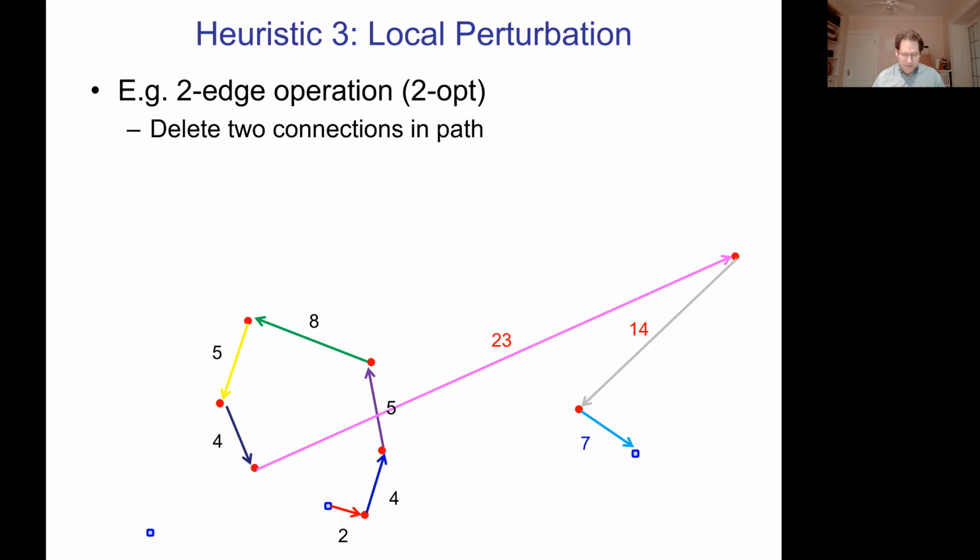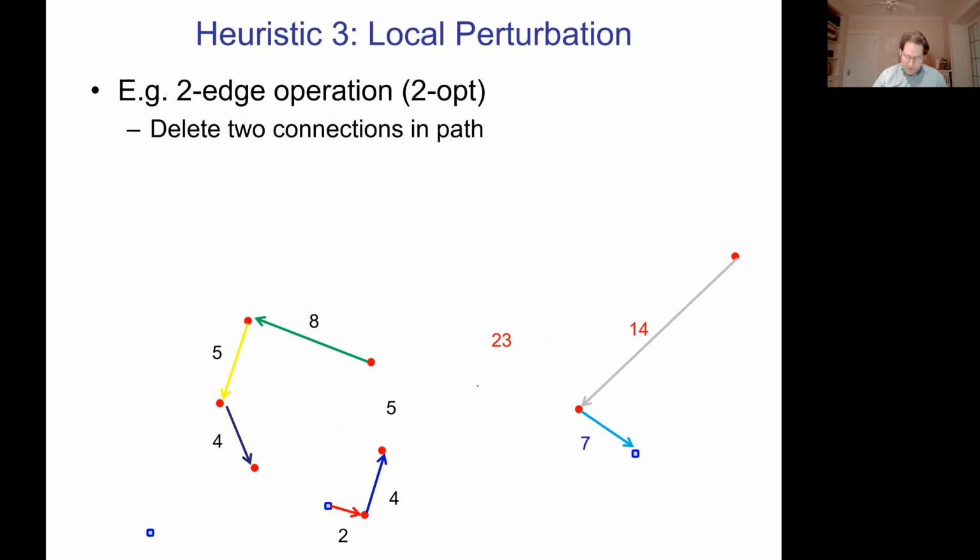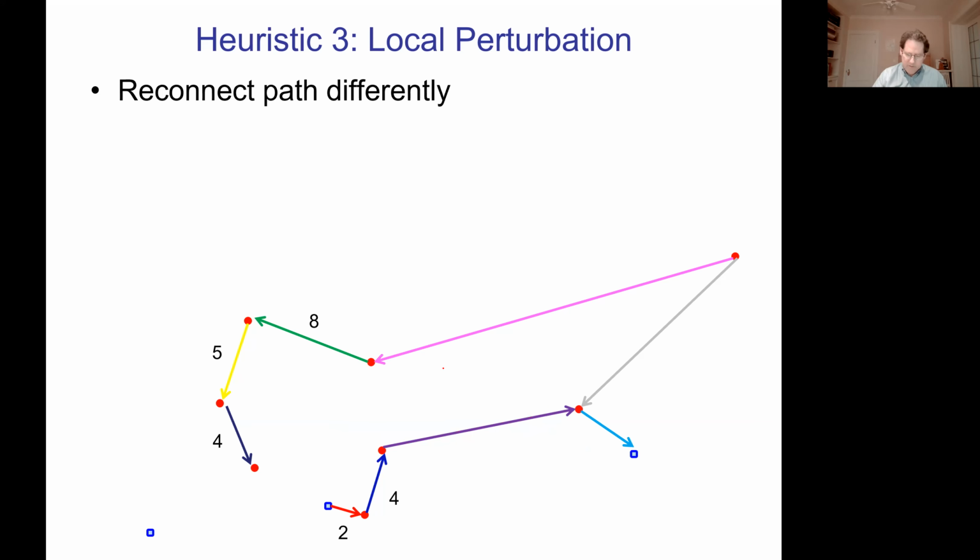So let's see how that works. I want to delete two connections. I'm going to delete this one and this one. Let's take them out. So those just faded away. This is no longer a legal travel route, so I need to reconnect things. There are actually multiple ways I can reconnect them. I'm going to choose to reconnect this one to here and this one to here. Okay, so that's what I reconnected.